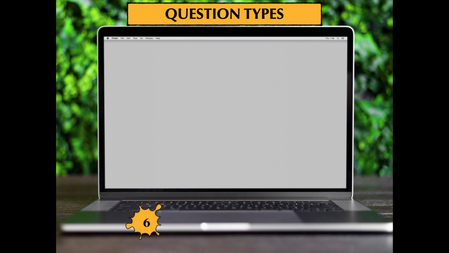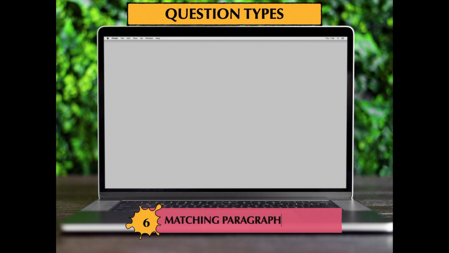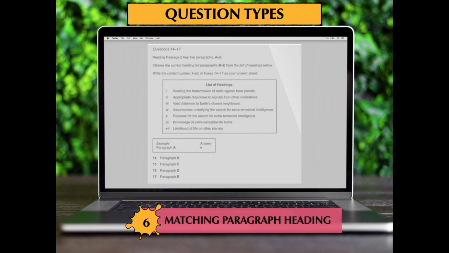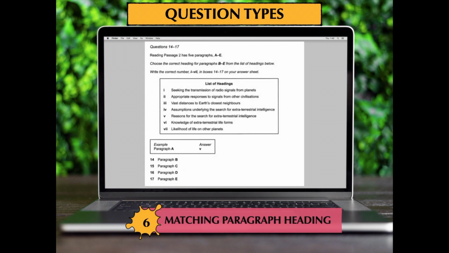Next, in the row, we have another question type, which is matching paragraph headings. In this question type, you will be given some lists of headings which you will need to match with the paragraphs. Keep in mind that the list of the headings will be more in number as compared to the paragraphs in order to confuse you. So you need to choose the best heading suitable for each paragraph. Have a look.